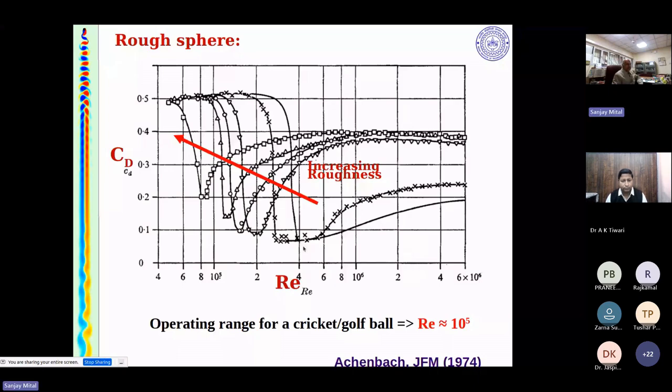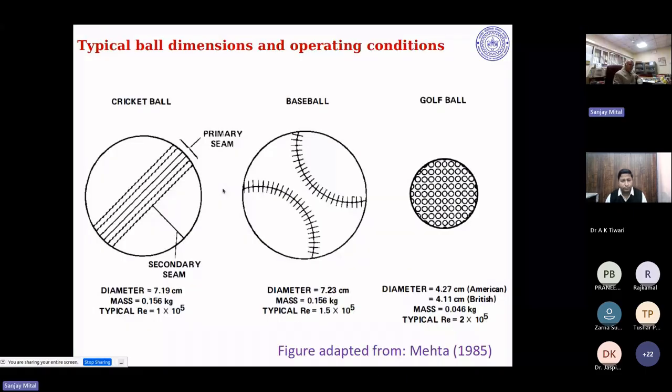Now the drag crisis takes place for a smooth sphere at about 5 into 10 to the fifth, that kind of a Reynolds number. But cricket balls, golf balls, they work at around 10 to the fifth. That's why roughness is very important, and that's what I want to show you. So let's go to this traditional design of balls. If you look at a typical cricket ball, it has two seams.